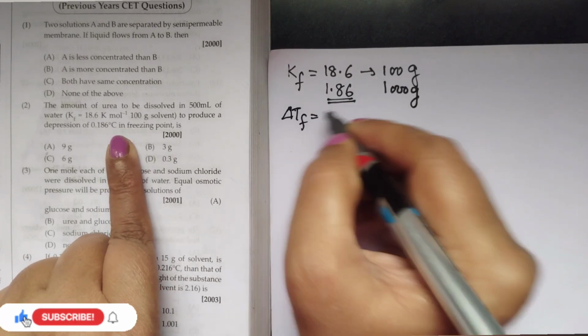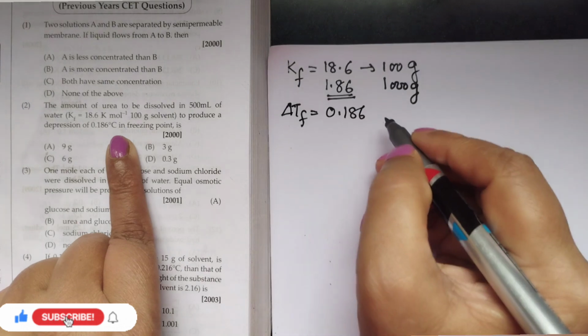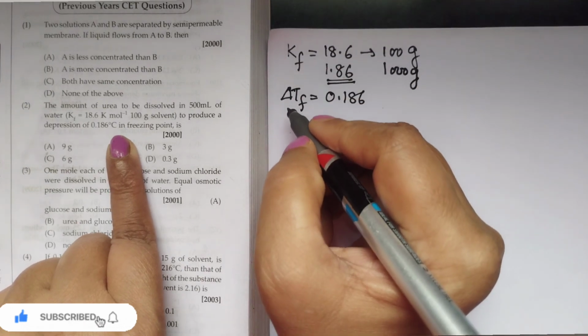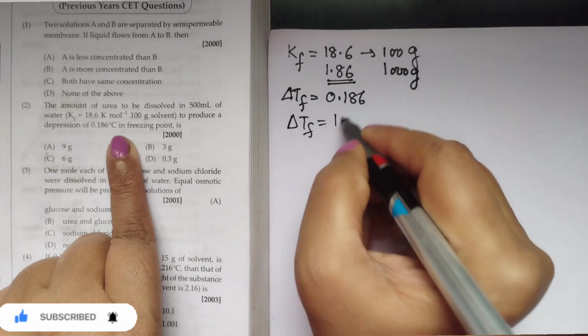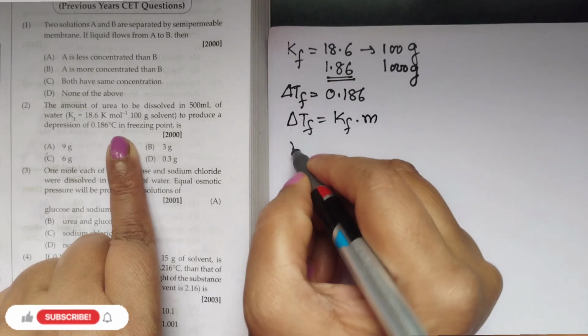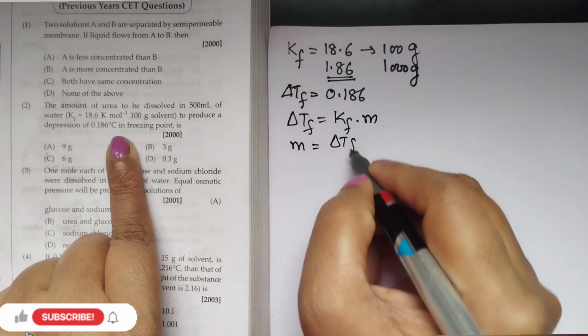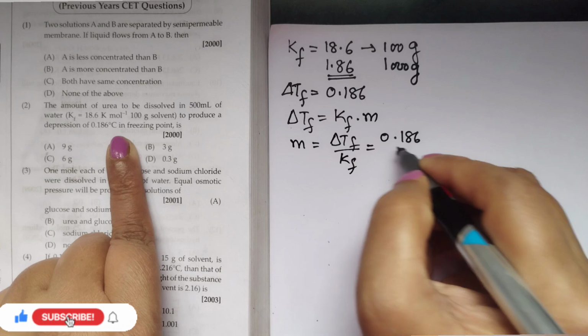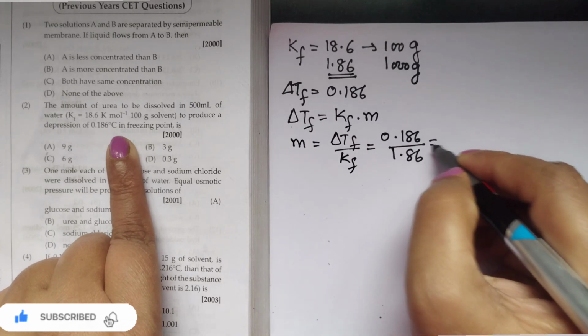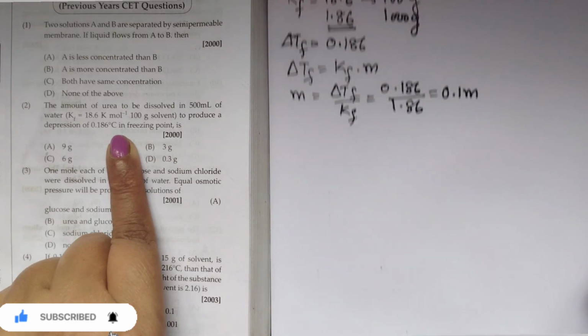So this is the Kf value. Delta Tf is also given, which is 0.186 degrees Celsius. From the two you can calculate the concentration, that is the molality of the solution. So delta Tf is equal to Kf into molality, so molality is equal to delta Tf by Kf. Let us substitute this. So it will be 0.186 upon 1.86. So the molality of the solution is 0.1 molal.